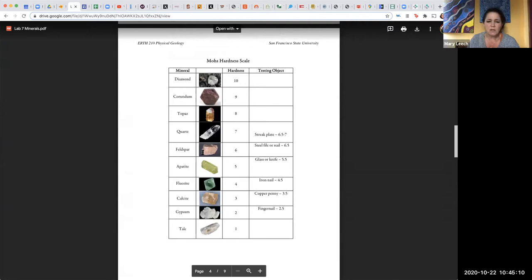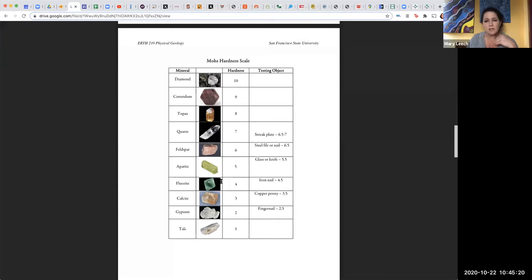I gave you a visual Mohs hardness scale. I tried to choose images that were pretty typical of these minerals. Some images of the different minerals, their hardness on this scale, and then some of the hardnesses of the testing materials that you'll use, like a glass plate or the streak plate. Those have fairly consistent hardnesses.